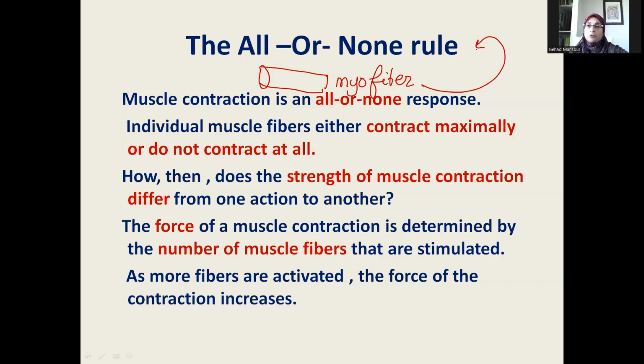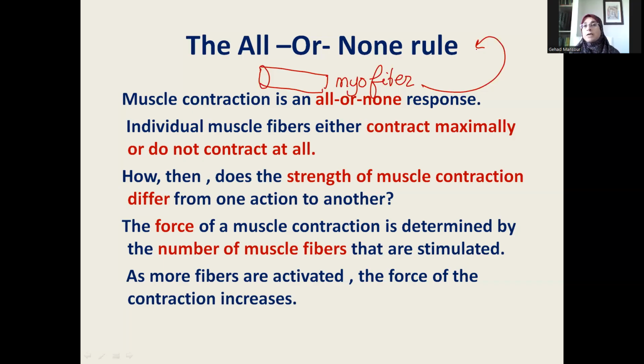If you send electric impulses, if their intensity is adequate, the myofiber will contract maximally. If their intensity is not adequate, then the myofiber will not contract at all. This is what we call the all or none rule, meaning that either you do your task 100%, or you don't do it at all.